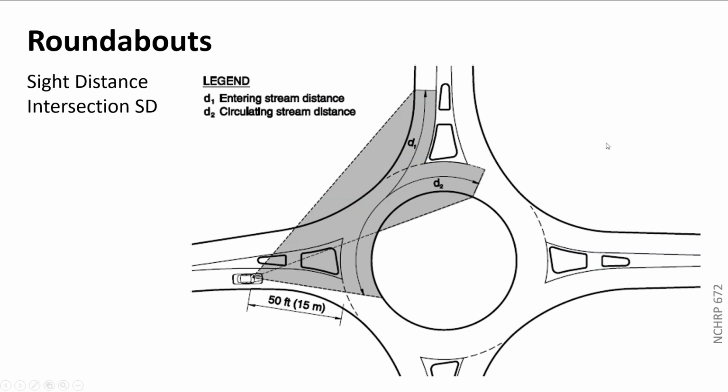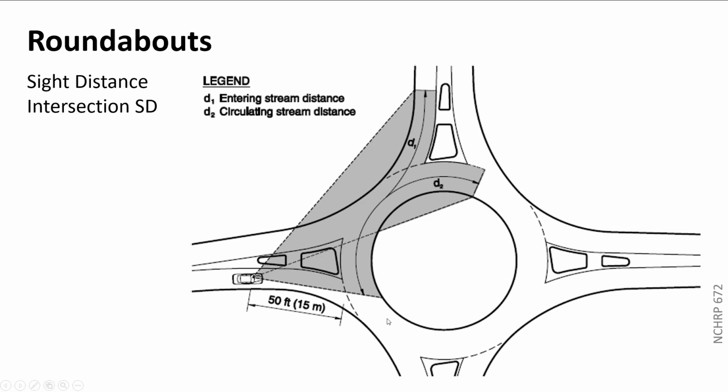Couple more diagrams on entry. We don't want people to have to stop at the yield line here and wait and then look. Right, we don't want that. Now I'll talk about a little odd case here and stop in sight distance in a second. But about 50 feet back, we want people to be able to start making a decision about can I go or can I not go, so that they don't have to come to a full stop.